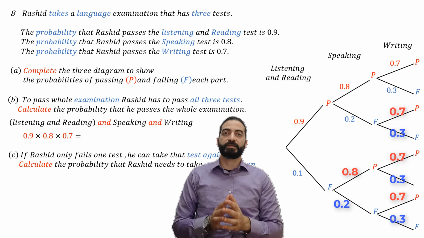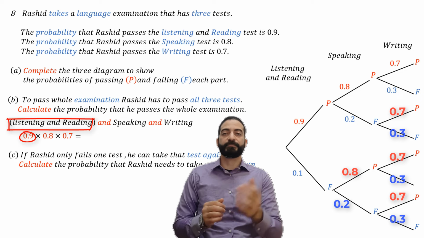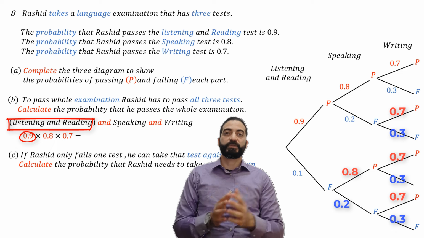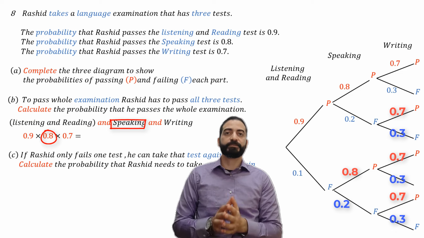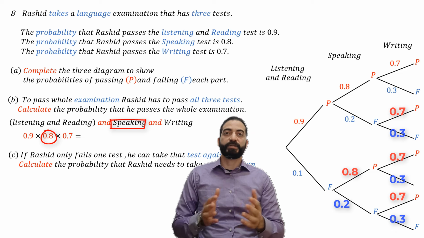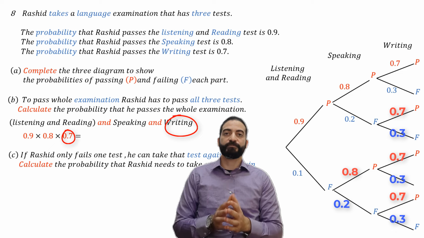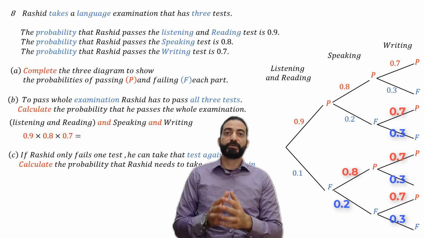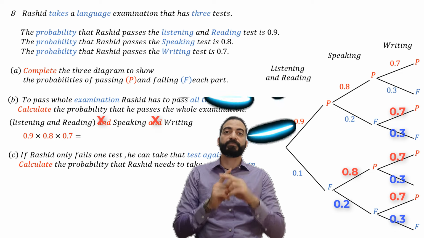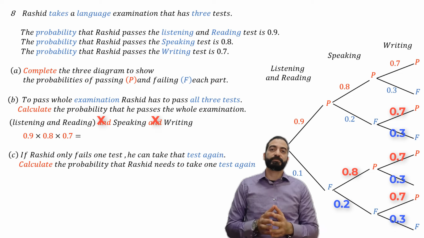The probability that Rashid passes the listening and reading test is 0.9, and the probability that Rashid passes the speaking test is 0.8, and the probability that Rashid passes the writing test is 0.7. And the word "and" in probability means multiply, times. And in this way, we get the answer.